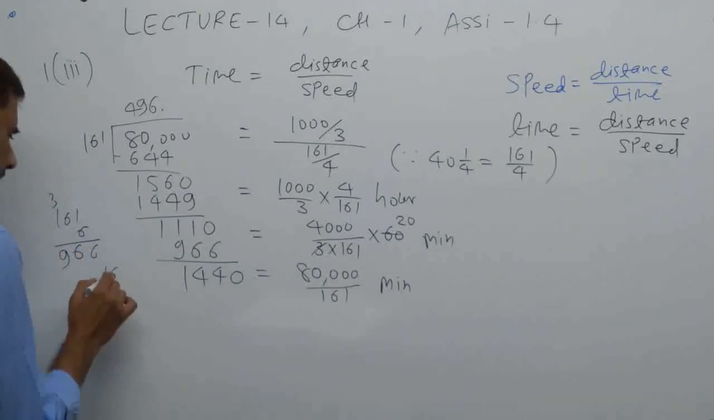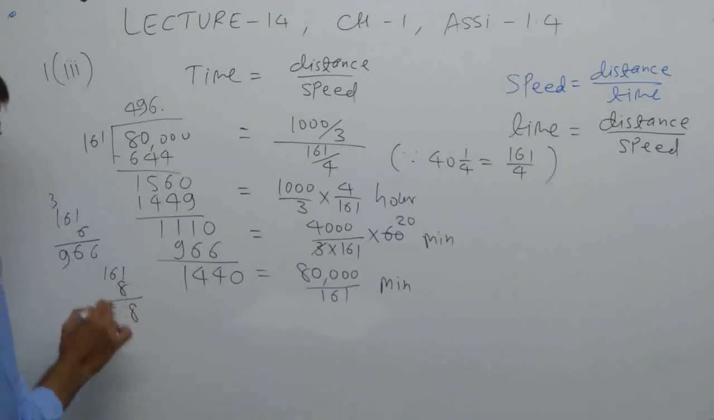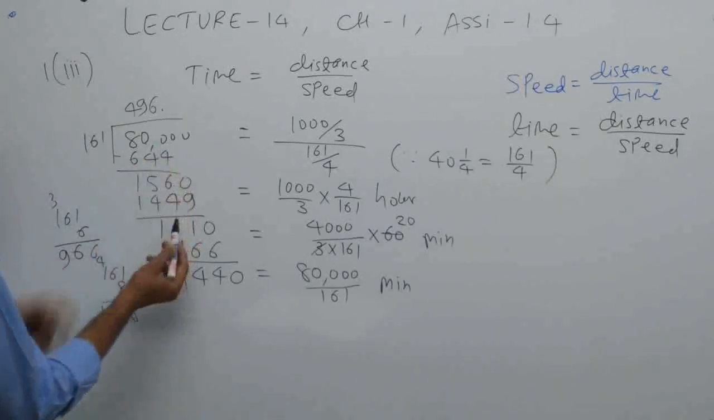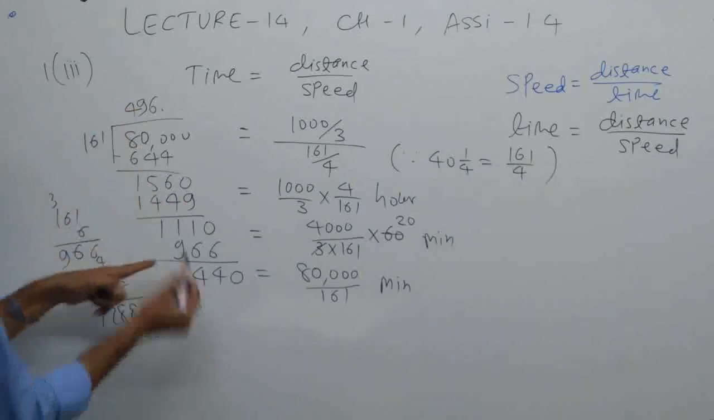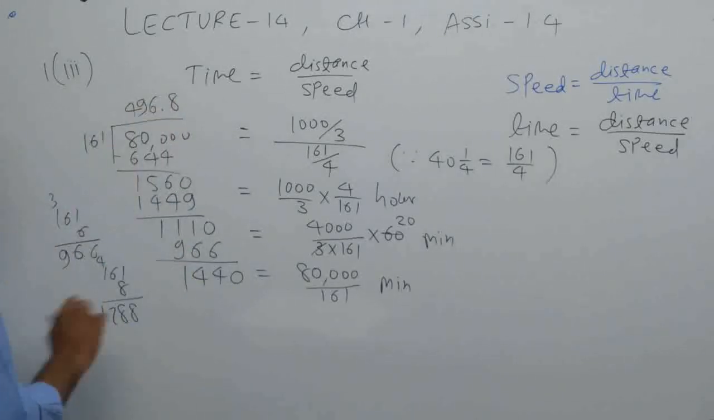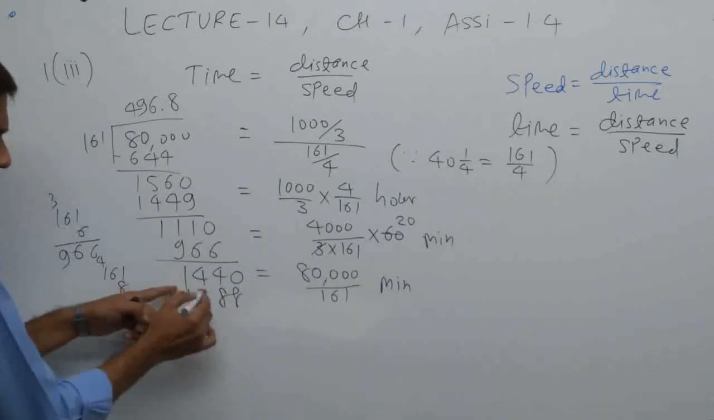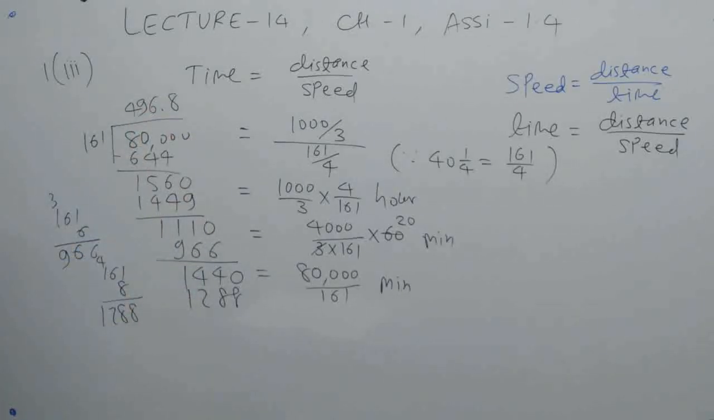So 161 into 8. So 8 1s are 8, 8 6s are 48, 4, 8 1s are 8 plus 4, 12, and 9s will be more than that. Okay, 1449 will be there. Here we already counted, so let's stop at 8. So it will be 1288. Now we don't want to go ahead, so no need for subtraction, but we got 496.8.